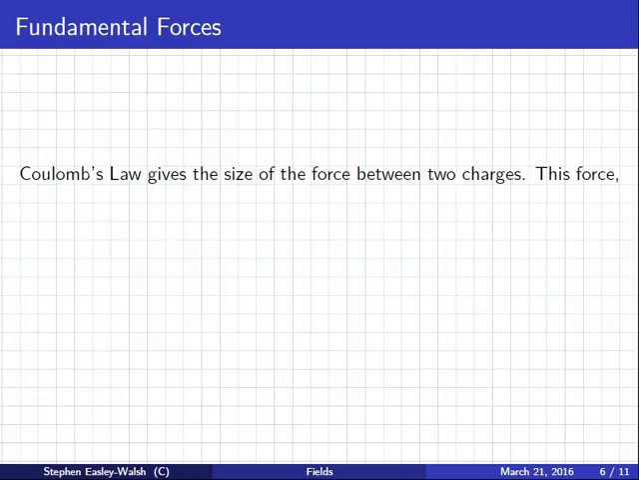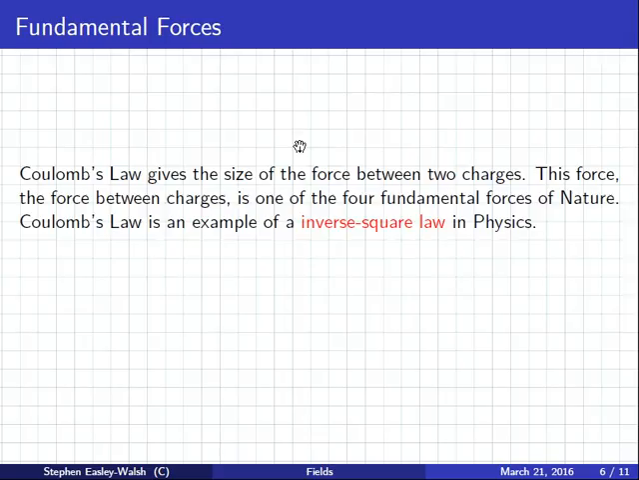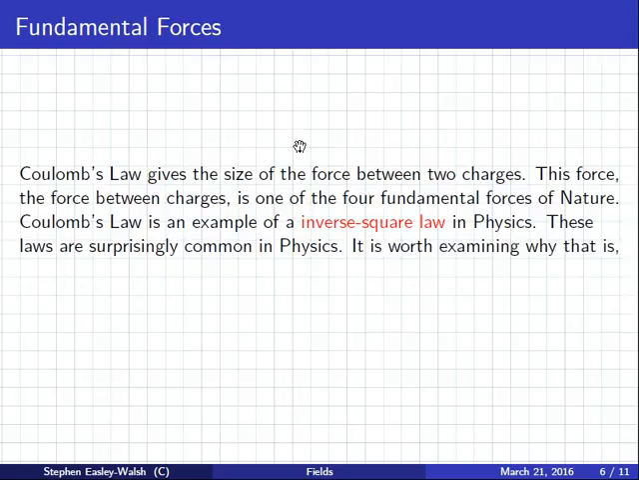Coulomb's law gives the size of the force between two charges. This force is the force between charges. It's one of the 4 forces in nature. Coulomb's law is an example of an inverse square law in physics. These are very common in physics. It's worth examining why that is.